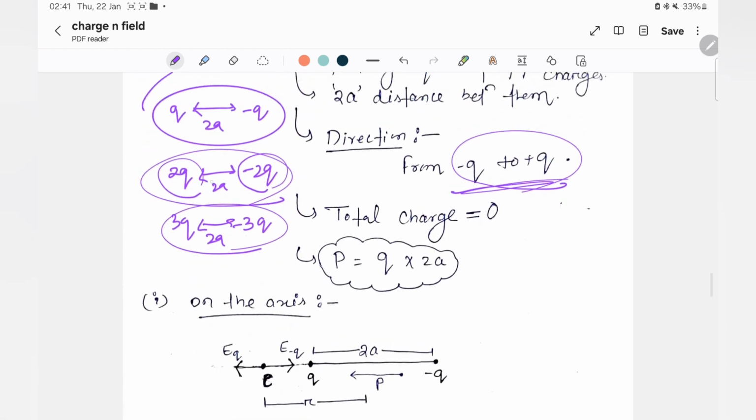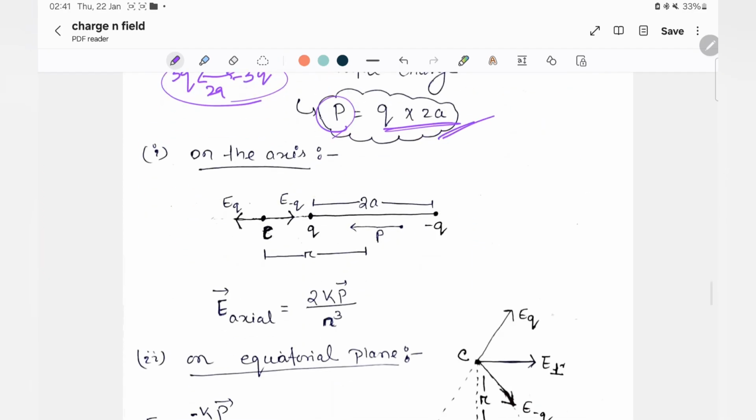Hence the total charge inside it, how much? Q net is 0, because plus q minus q is 0, plus 2q minus 2q is 0. So the dipole moment P will be q into 2a. This is the electric dipole formula.